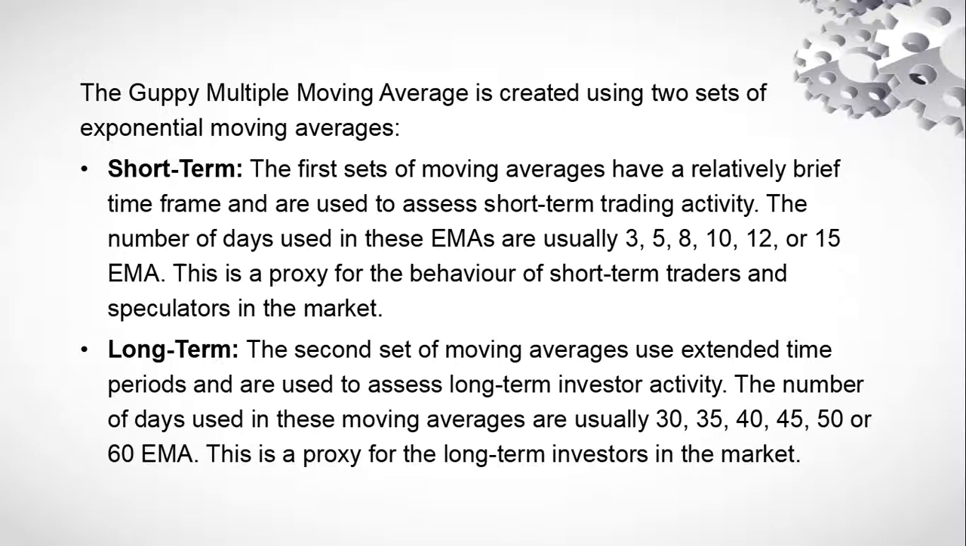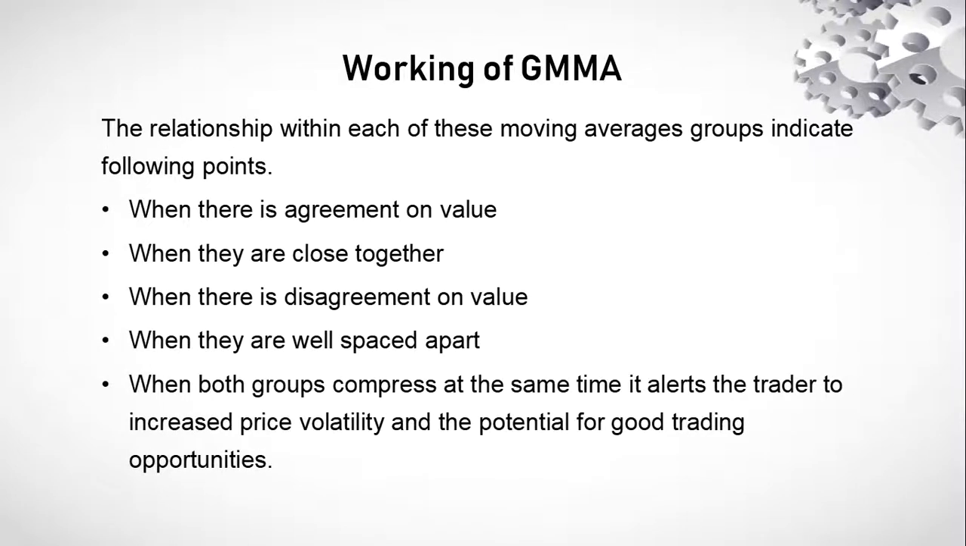Then is the long term. The second set of moving averages uses extended time periods and is used to assess long-term investor activity. The number of days used in these moving averages are usually 30, 35, 40, 45, 50, or 60-day exponential moving averages, or EMAs. This is a proxy for the long-term investors in the market.